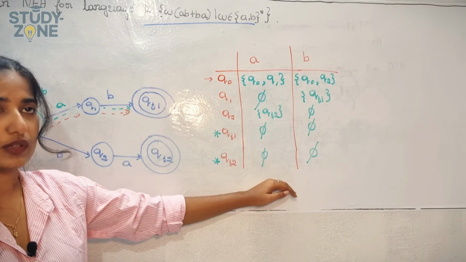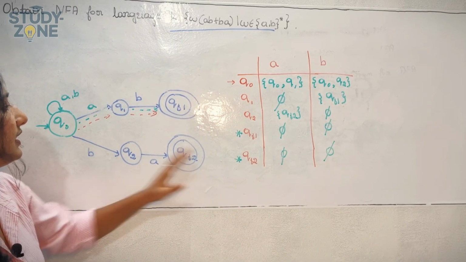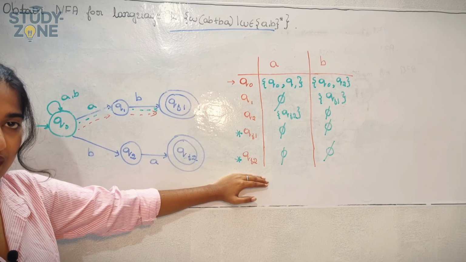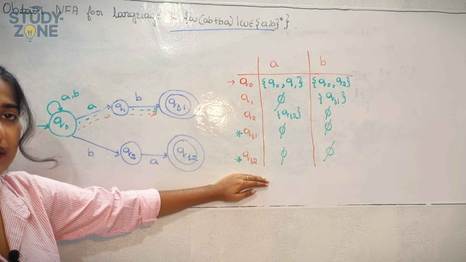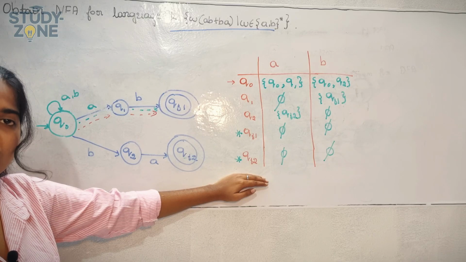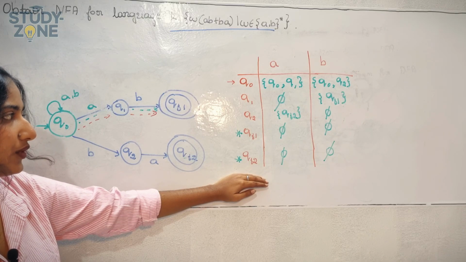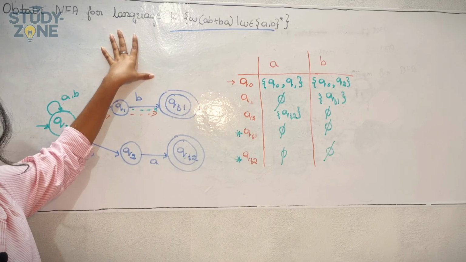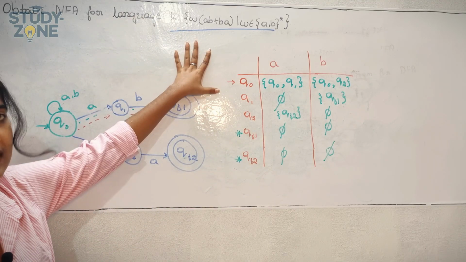Now the work for you is to take this transition diagram and table, convert it to DFA, and comment the answer in the comment section whether you got the answer or not. Okay, so by this we are ending the problem of obtaining the NFA for this language.